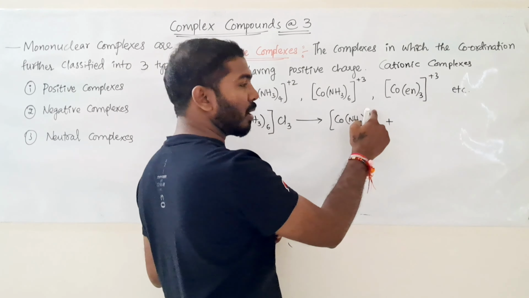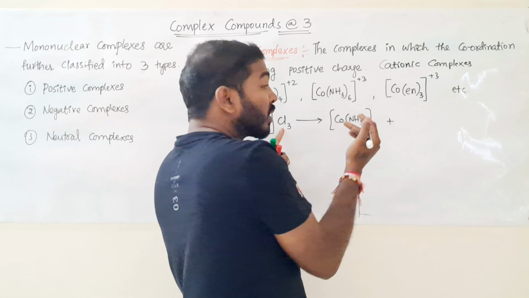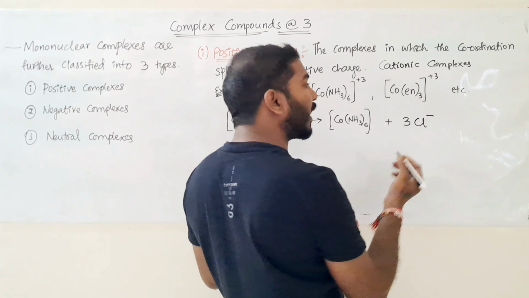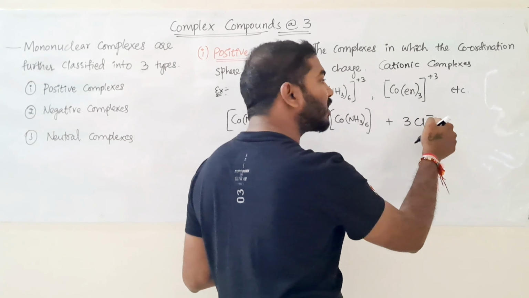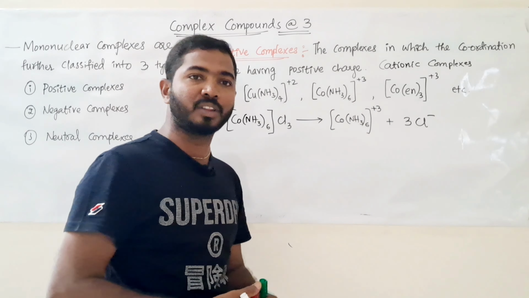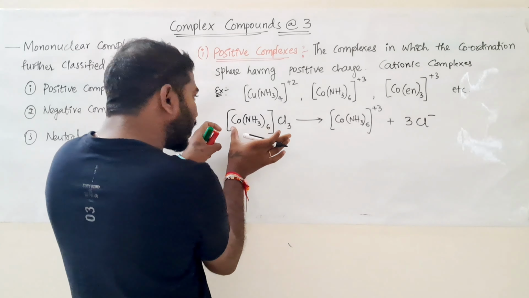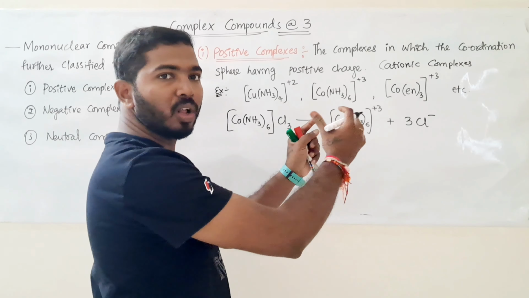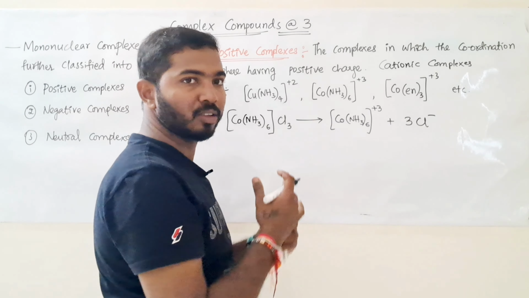Actually, before going to the complex charge, you just observe the counter ion charge. We know the counter ions are chlorines, so we are going to get 3 chloride ions, 3 Cl minus. If we are getting 3 negative charges, to balance that, the coordination sphere must take the +3 charge. Hope you understood how to do this. I am going to give further examples. If they give this type of representation, then we must know its dissociation to classify it as a positive, negative, or neutral complex.